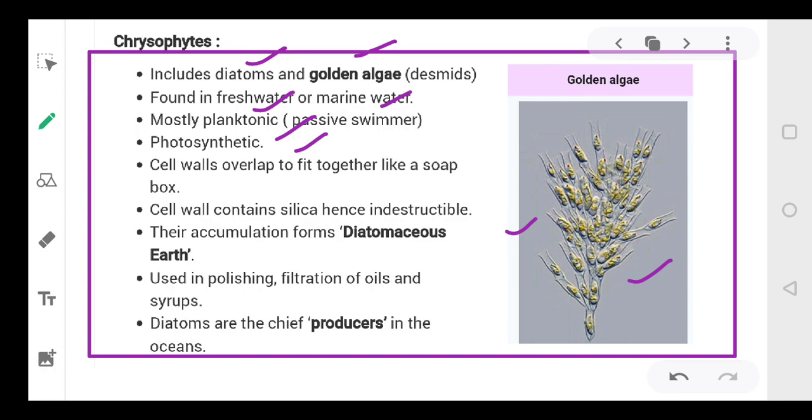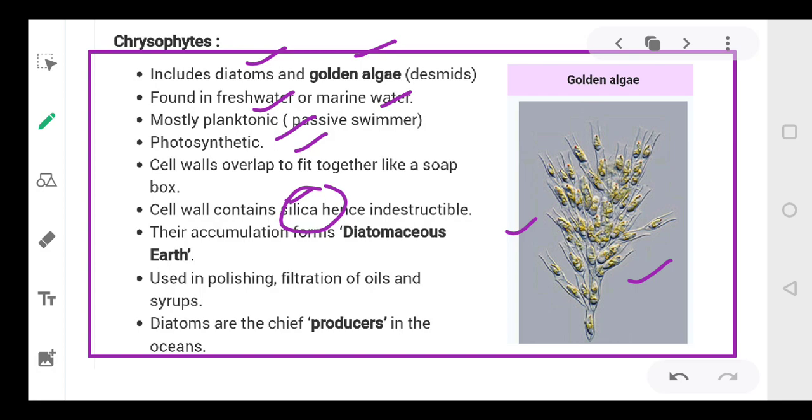You can see the two cells, they overlap with each other, isn't it? They overlap with each other and fit with each other like a soap is fitted into its box. So the cells appear closely fitted with each other. And the cell wall contains silica, so they cannot be destroyed very easily. Silica is very, very strong, so they are indestructible.